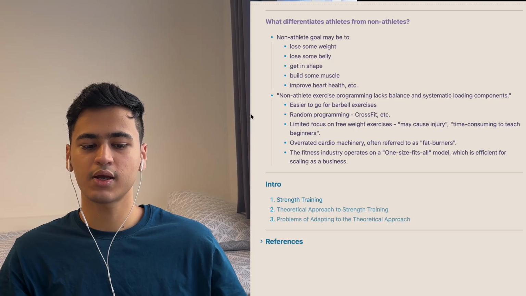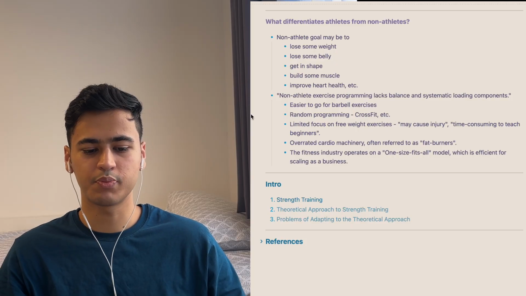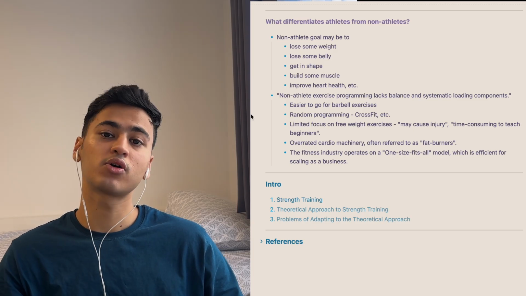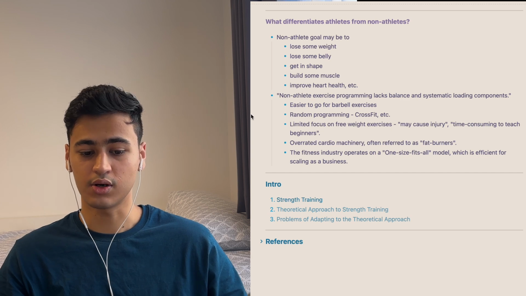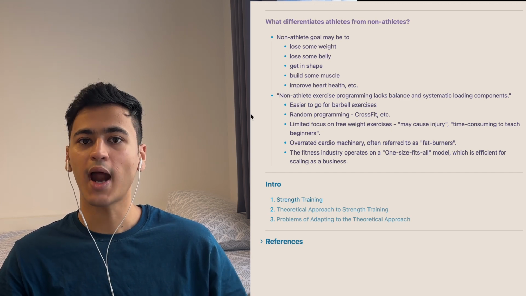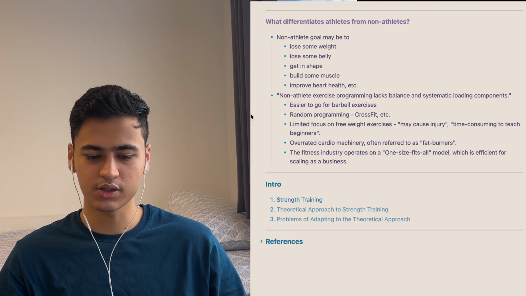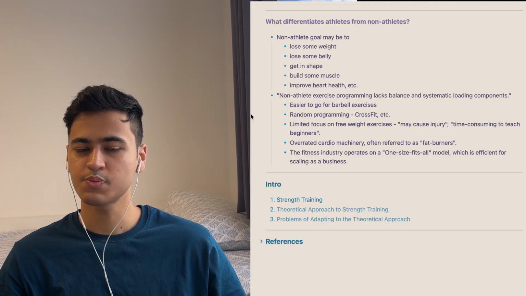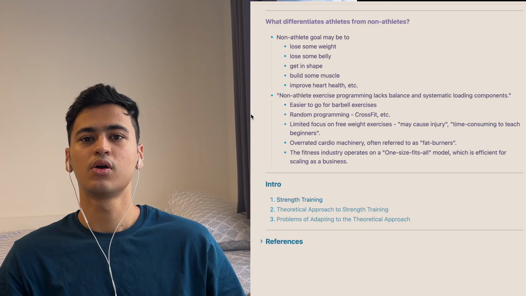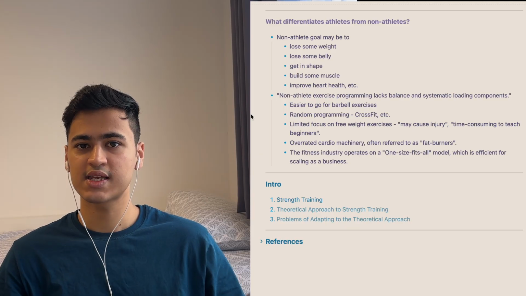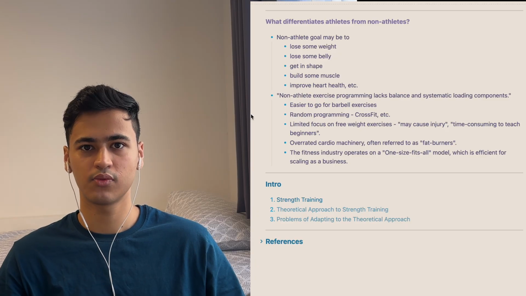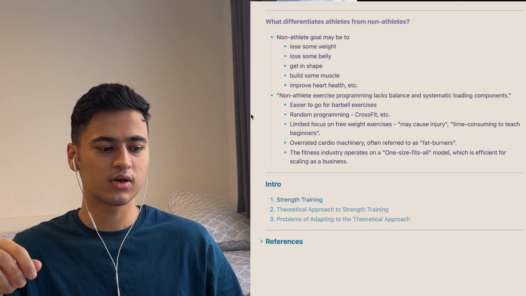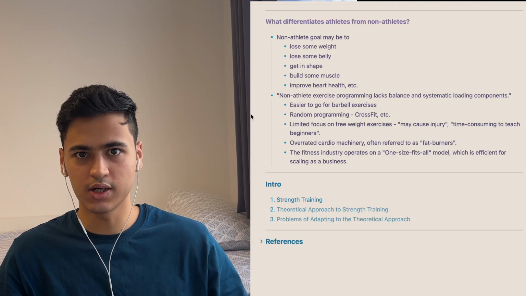Or a gym may suggest a random programming method like P90X or CrossFit. And again, as I mentioned, there is limited focus on free weight exercises. Reason being, it may cause injury, and it is time consuming for teaching it to beginners. Now, what we need to consider is gyms run as a business, and it's not wrong. When you run a business, scalability is a matter which is considered, and personalization of training plans runs opposite to scalability.